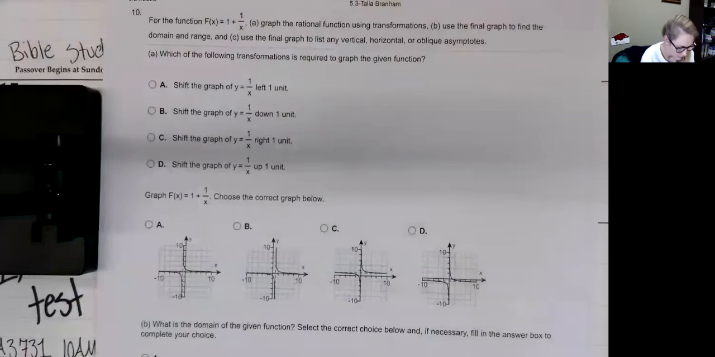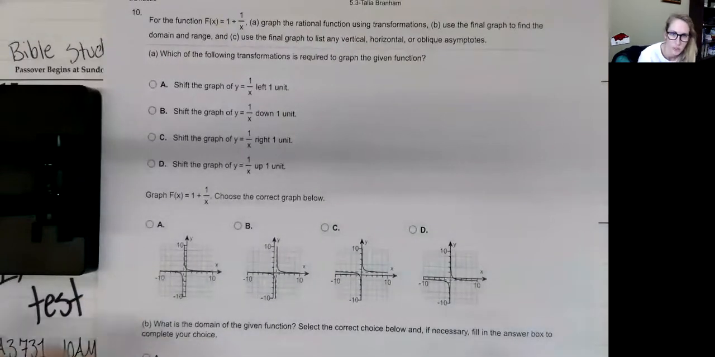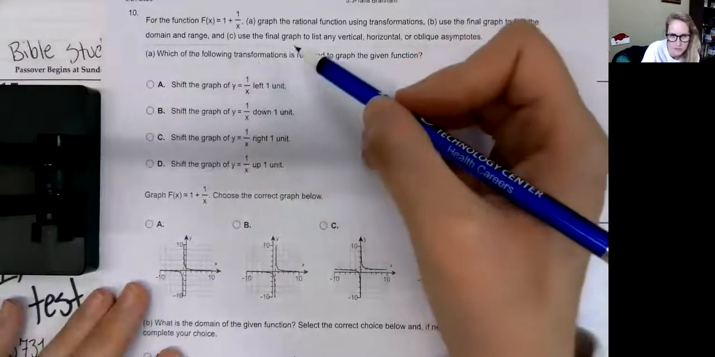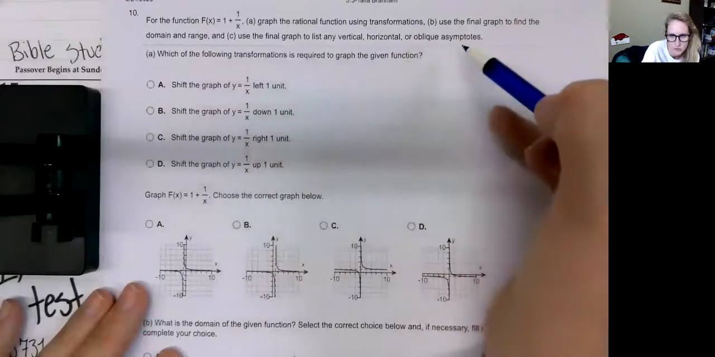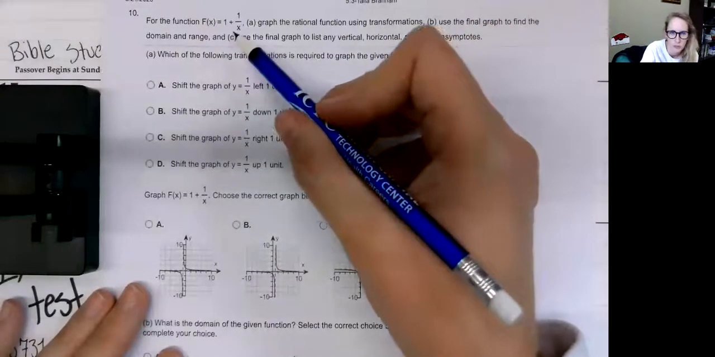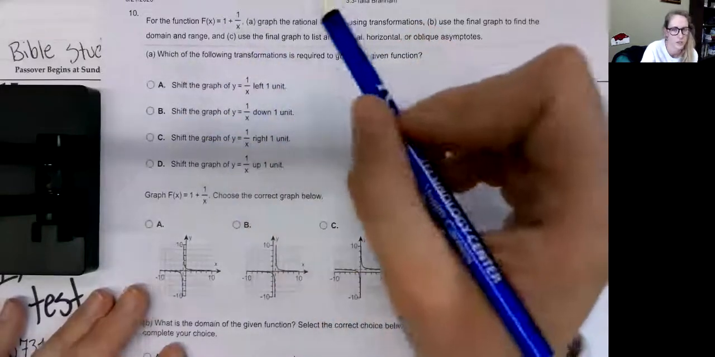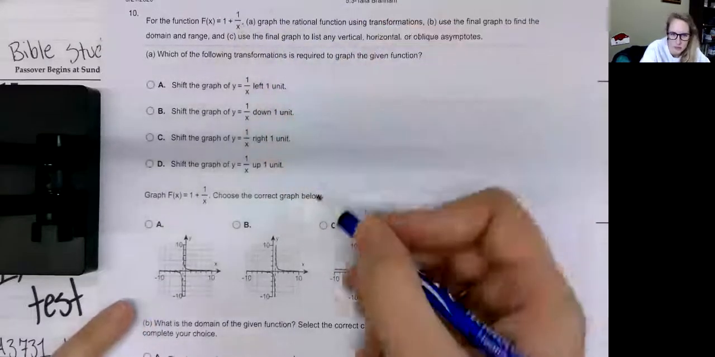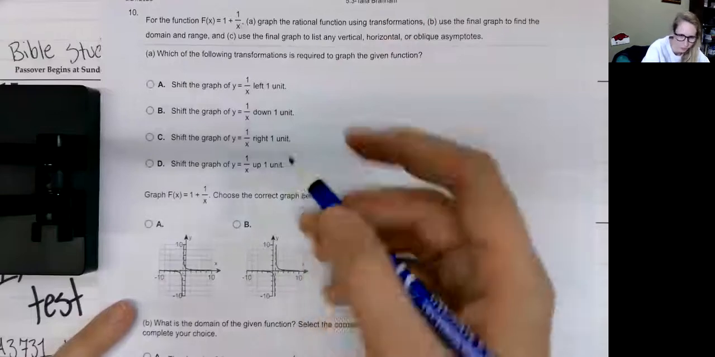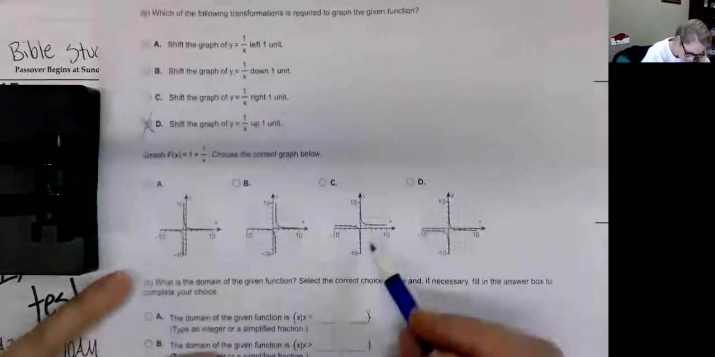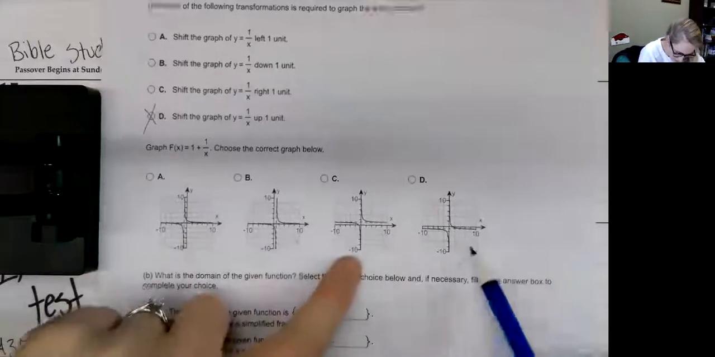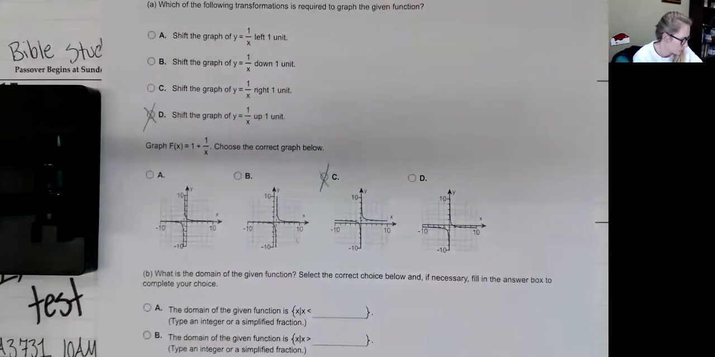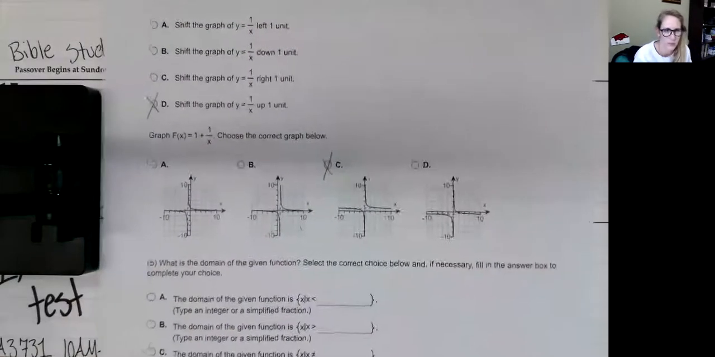For the function f of x equals 1 plus 1 over x, graph the rational function using transformations. Use the graph to find the domain and range. Use the final graph to list any vertical, horizontal, or oblique asymptotes. So plus 1 on the outside. This is referring back to our 3.5 and 4.3 stuff. That is not included here, so it's not left or right. So we're going up 1. Same thing here, so that's left, right, up, down. If you don't remember that, go get the papers from 3.5, 4.3, wherever I introduced them.